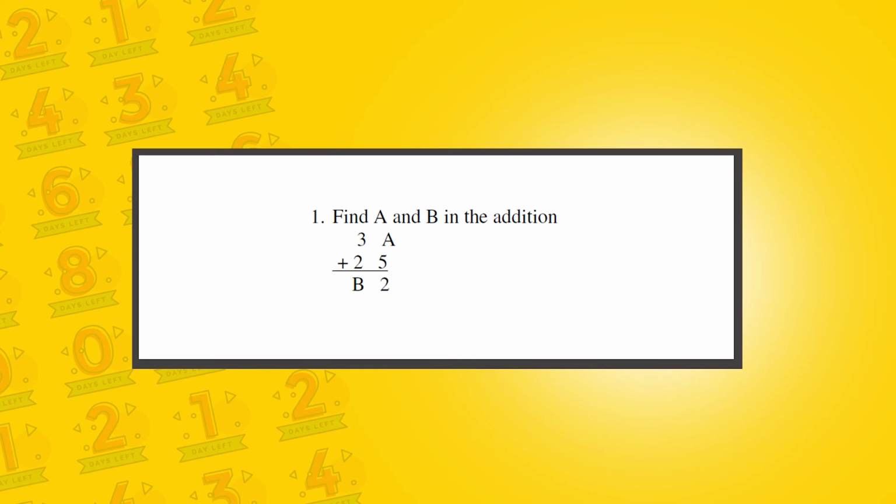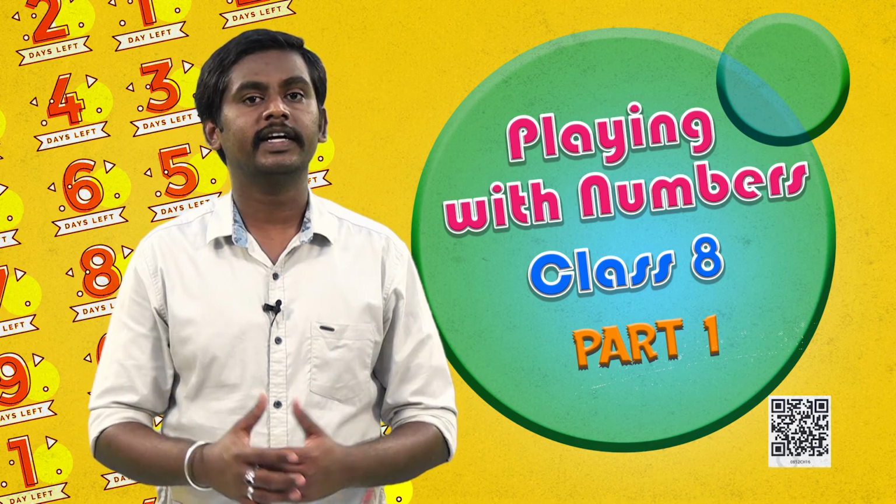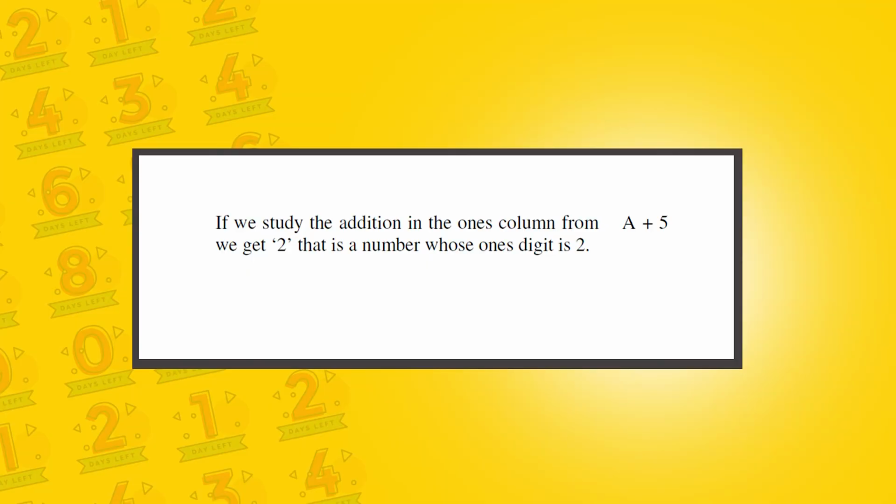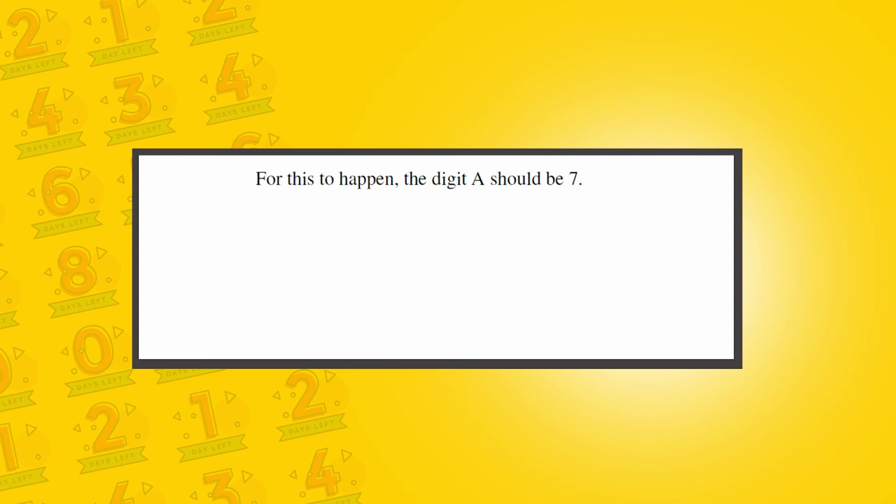The first puzzle is to find A and B in the given addition. It is given that 3A plus 25 gives B2. Students, there are two letters A and B whose value we need to find. If we study the addition in the ones column, A plus 5 gives a number whose ones digit is 2. For this to happen, the digit A should be 7.